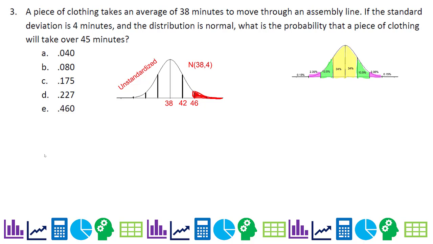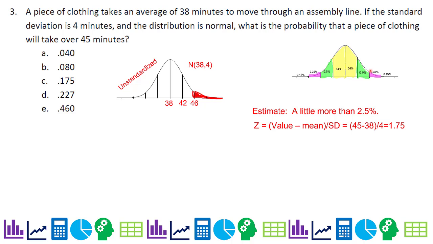Now I can tell that 45 minutes starts just before 46, so I can actually estimate that. Here, let me get my laser pointer. So I can actually just estimate that it's roughly this area, but a little bit more because it's starting before that curve. So I'm estimating it to be a little more than 2.5%. The z-score is 1.75. And if I draw that on the standardized curve, you can see that it's just a little bit before 2 standard deviations and up.